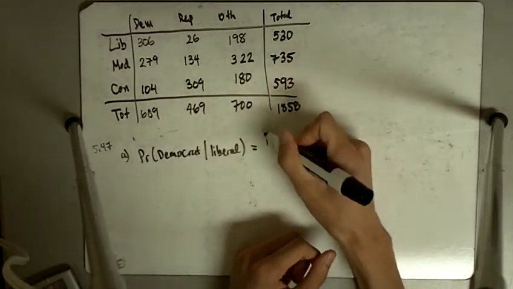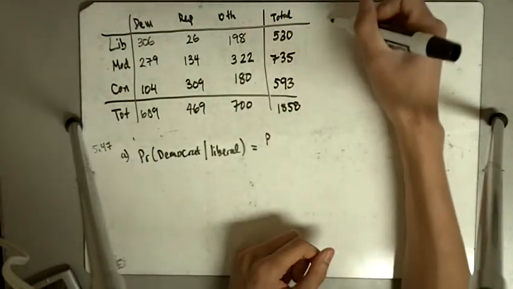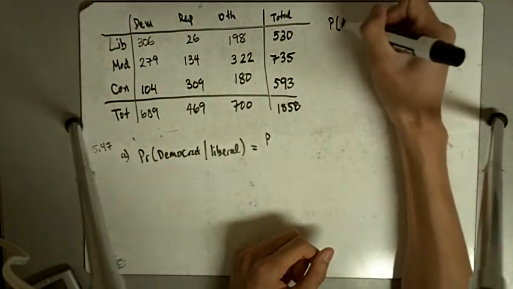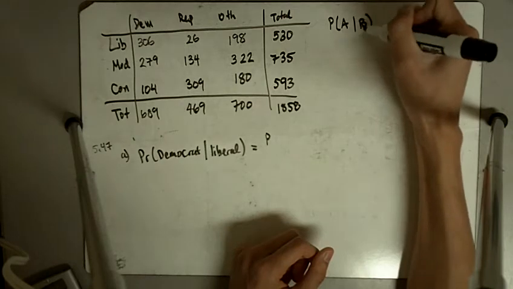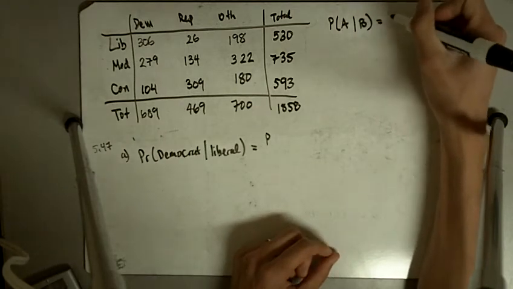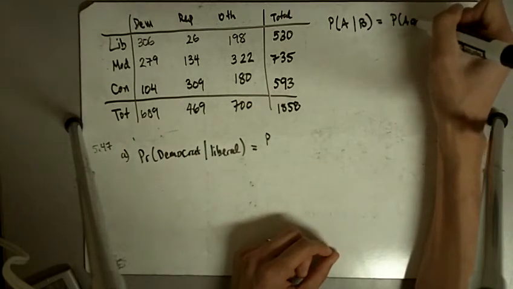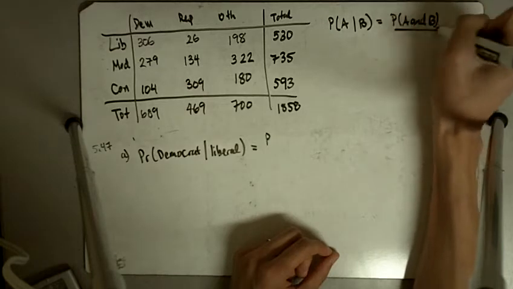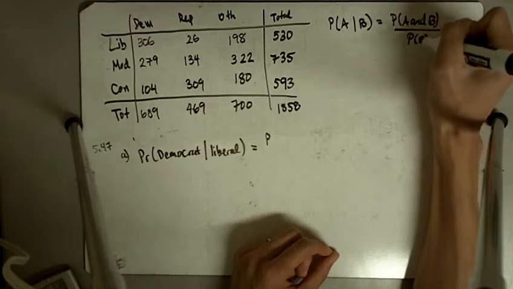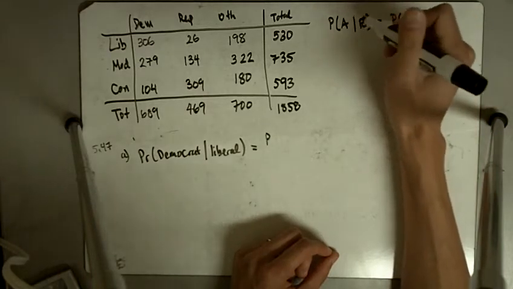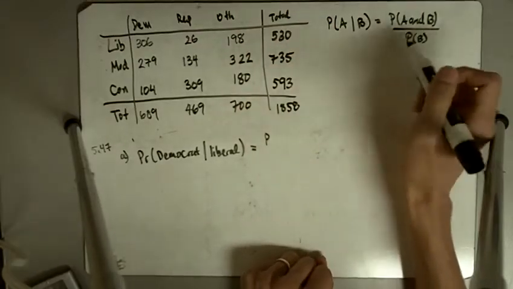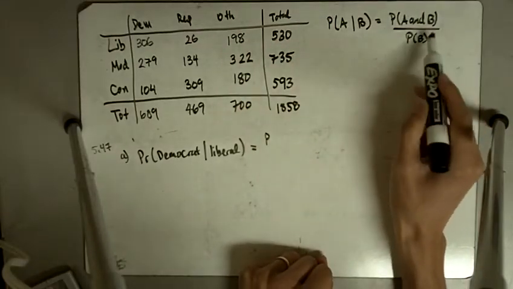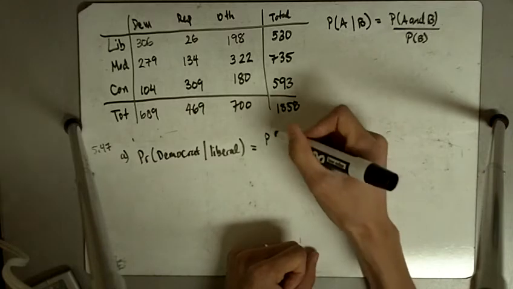So to answer this, we have to remember that anytime we see a given probability, A given B, that answer is going to be the probability of A and B divided by the probability of B. Sometimes we can get this answer directly, which is the case because we have the table. Sometimes we can't, and we have to do it this way. So I'm going to do it both ways for you.